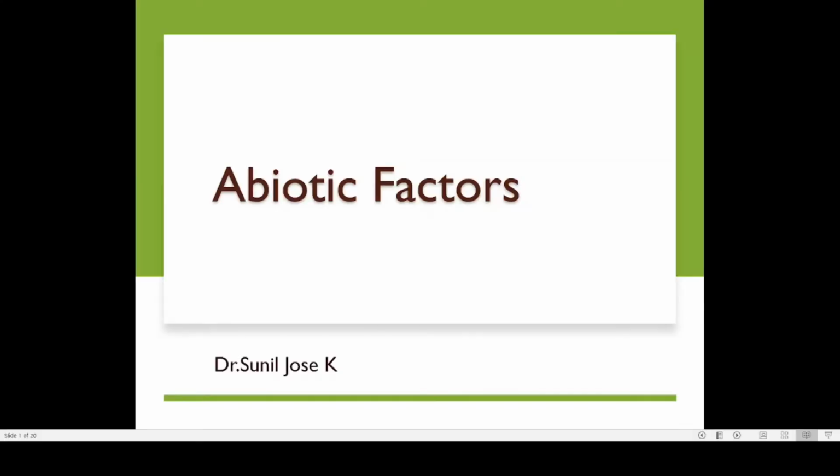So coming to abiotic factors, you have studied about abiotic factors. You know what the different ones are, because from high school classes onwards you have been studying them. Abiotic factors mean non-living factors, and biotic factors mean living factors. So you have some idea regarding biotic and abiotic factors.